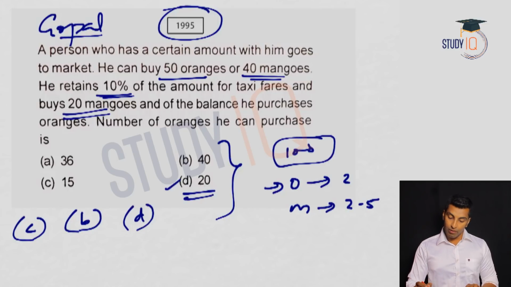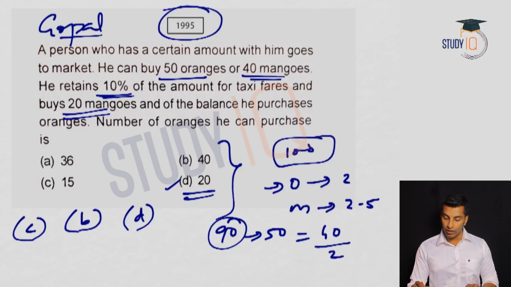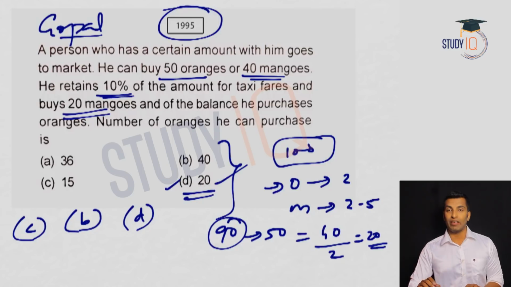When he keeps 10%, meaning 10 rupees with him, 90 is what is left. 20 mangoes will cost 50, so what is left is 40. 40 divided by the rate of orange, which is 2, gives you 20. So this is the answer. It is the very same question that we have solved. The point is that the same question is repeated thrice.